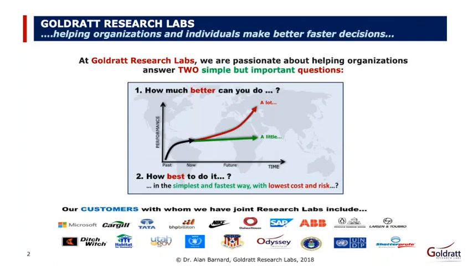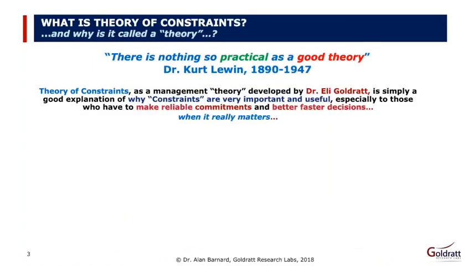There's a great quote by Dr. Kurt Lewin. He was one of the first pioneers in social psychology. He said that there's nothing so practical as a good theory. And it's often a criticism of theory of constraints: why was it called a theory? Well, in science, which is the background of Dr. Eli Goldratt, a theory is simply a good explanation about why something is important and useful.